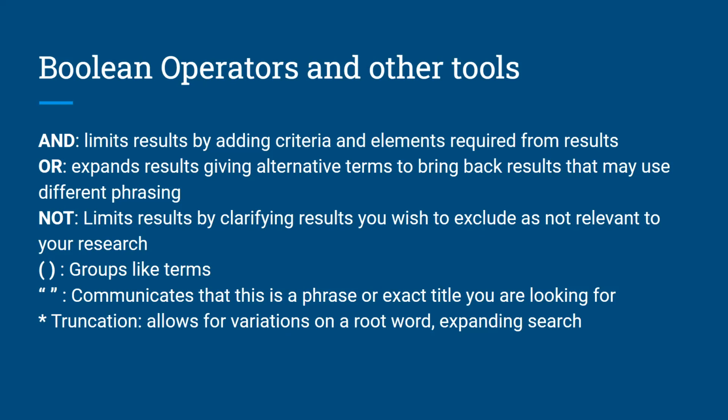We also have those quotation marks that are great for phrases, or if you know the exact title that you're looking for, you can put those in quotation marks so it knows this isn't just a list of key terms, this is an actual phrase or title that you're looking for. And we also have truncation, which fills in the blank based on a root word. For example, if you did math and then put that truncation, it'd bring back math, mathematical, mathematician, and all those different variations off of that word math.